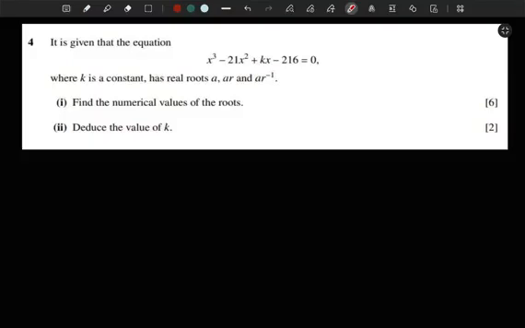Okay, find the numerical values of the roots, deduce the value of k. Solution.